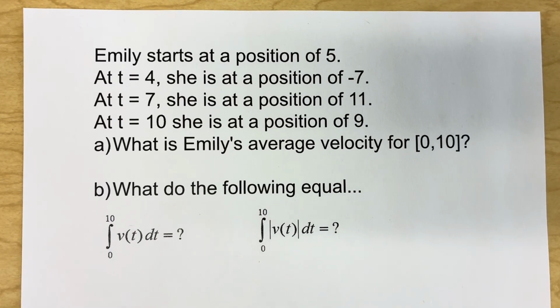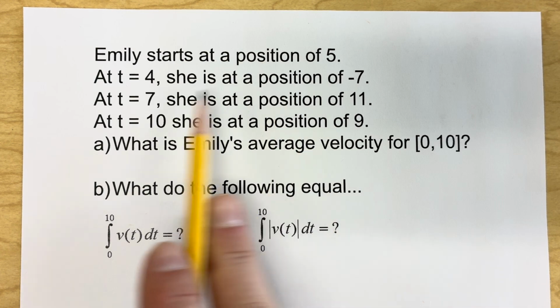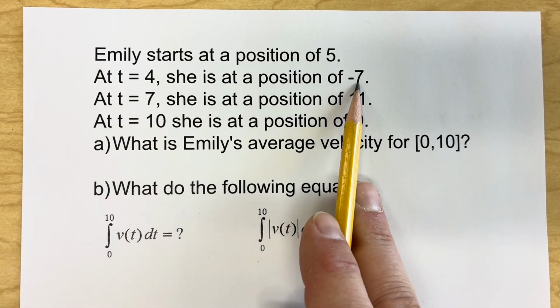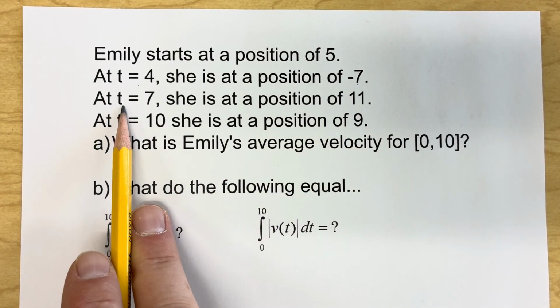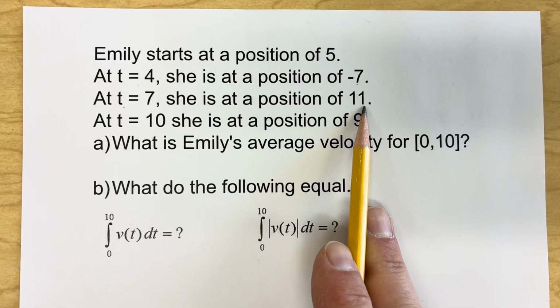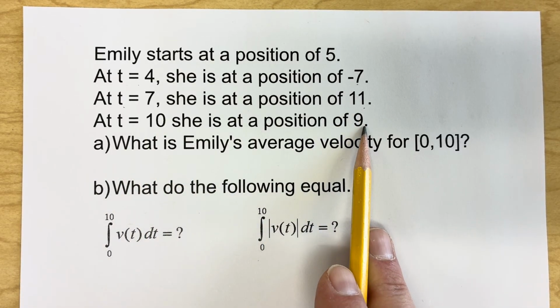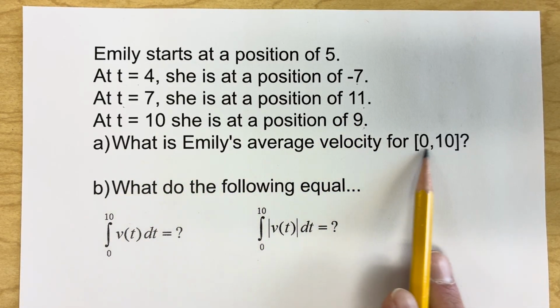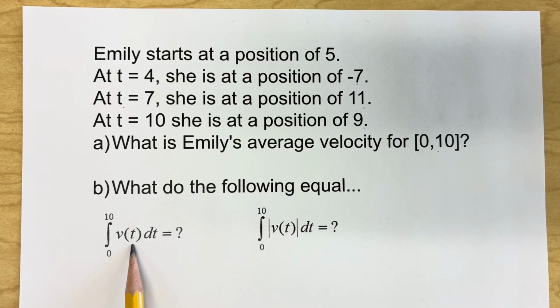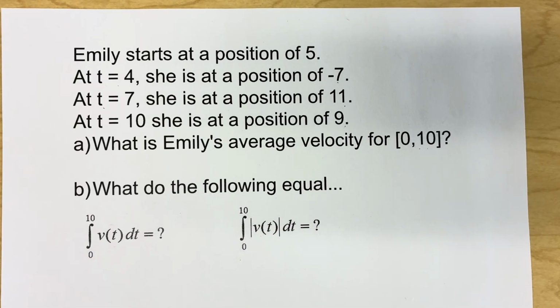Here's a situation that says Emily starts at a position of 5. After 4 seconds, she's at a position of -7. At 7 seconds, she's at a position of 11, and at 10 seconds, she's at a position of 9. What was her average velocity from 0 to 10, and what would these two equal? All right, pause and see if you can answer those two things.